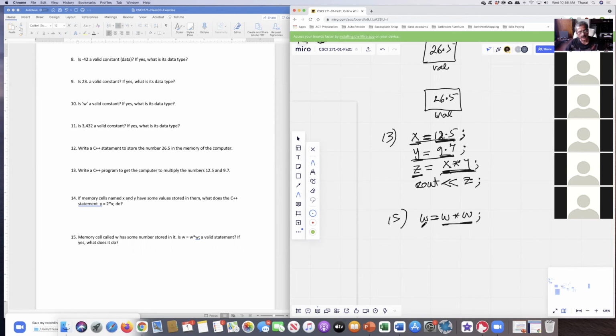So if the problem asks you to explain what the statement does, that's what you say. You say the variable or memory cell represented by W will be replaced with the square of the original value. Okay, so there are some questions in your homework that will require some explanation like that.